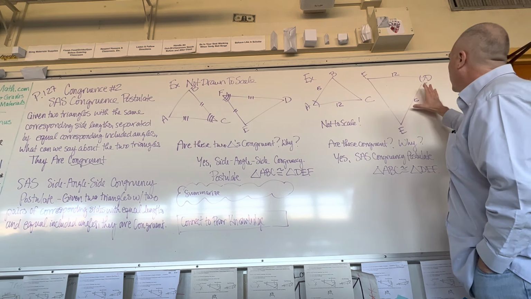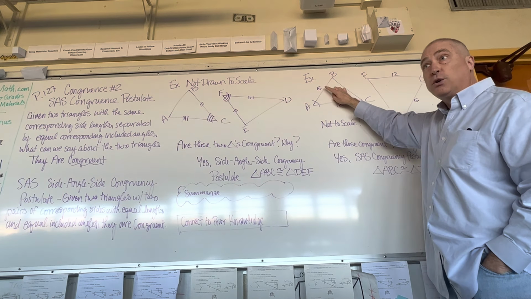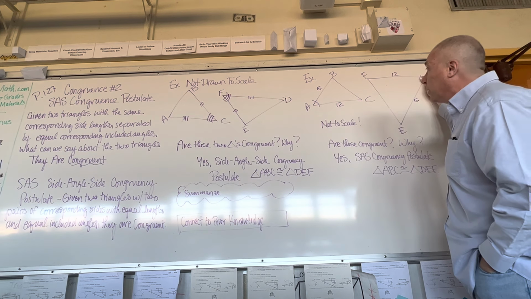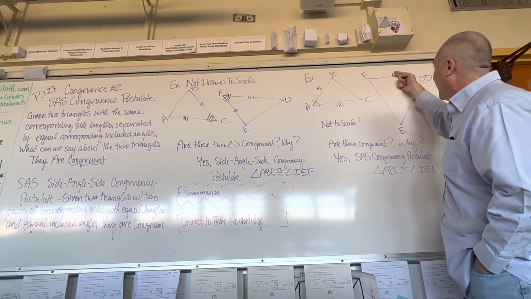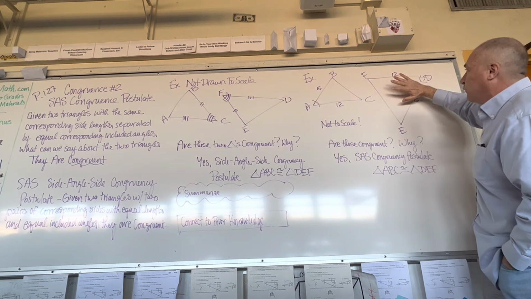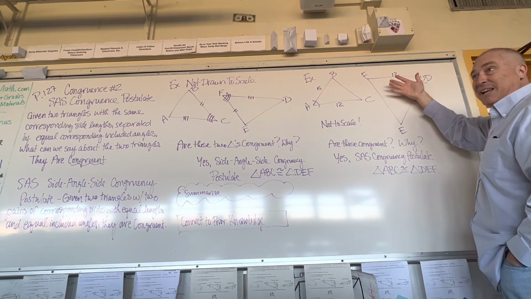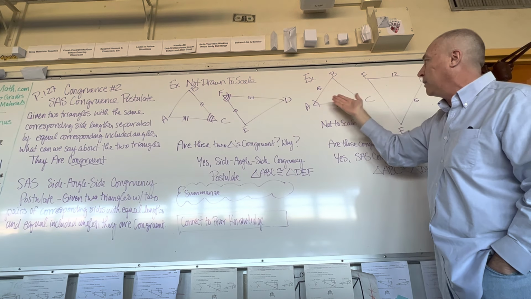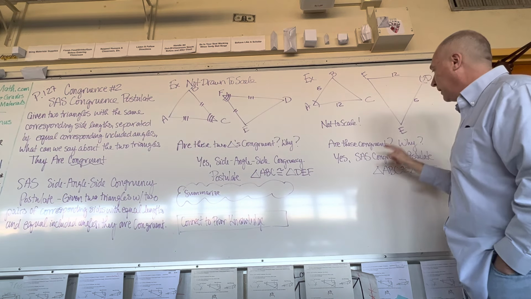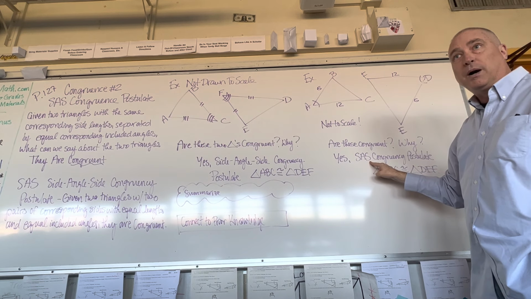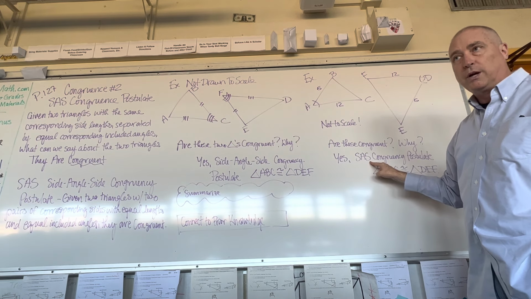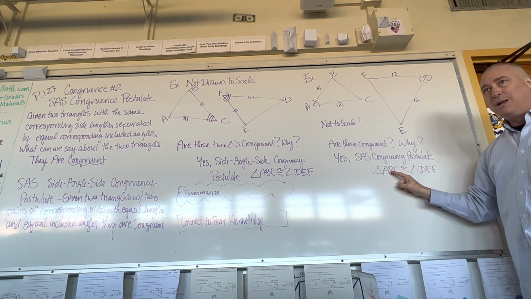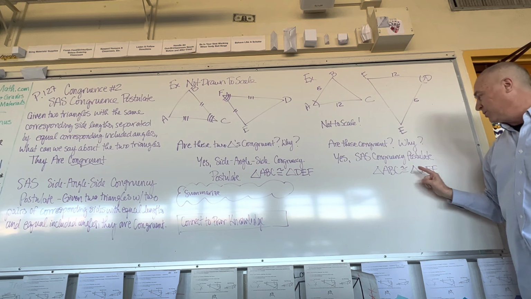I'm looking for, do I have a side that matches up with a side? I do. Do I have an included angle between the two sides in question? I do. Do I have the other side, 12, that matches up with the other side? I would have had to flip this in my mind and ignore the fact that they're drawn to different scales, but I can see side, angle, side, and I know that this congruency postulate is true. That makes these two triangles congruent. Now I can use that as my reason to state triangle ABC is congruent to triangle DEF.